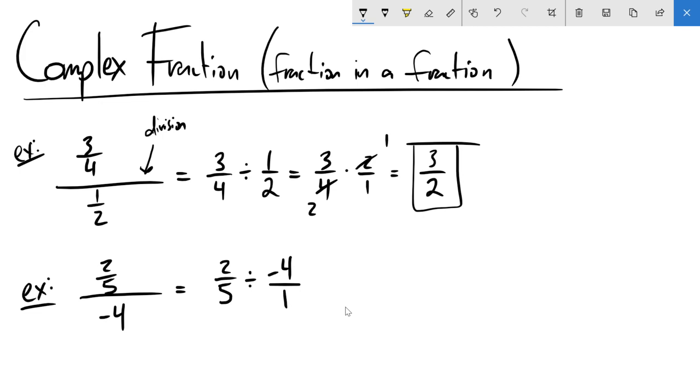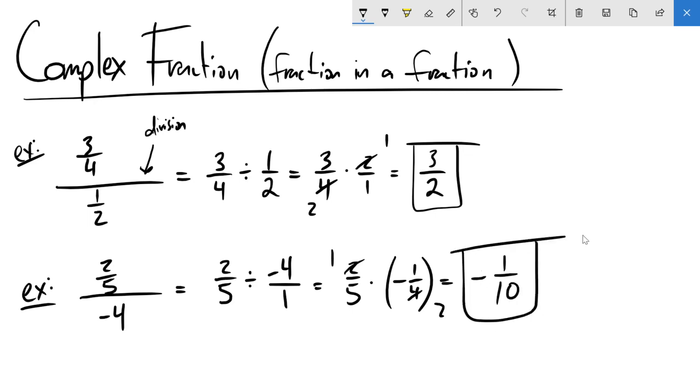And then which one gets flipped? Always the second one. It'll be like that. And then it's just straight across. But this one is also simplifiable. So it's going to be 1 on top, 10 on bottom, and it's going to be negative, because the positive times the negative is always negative.